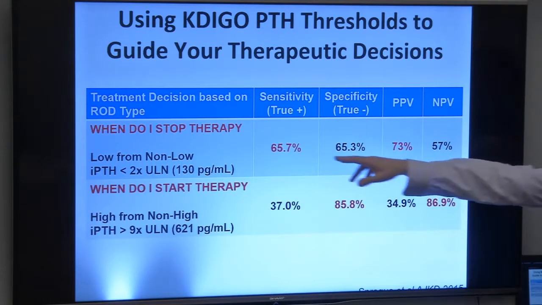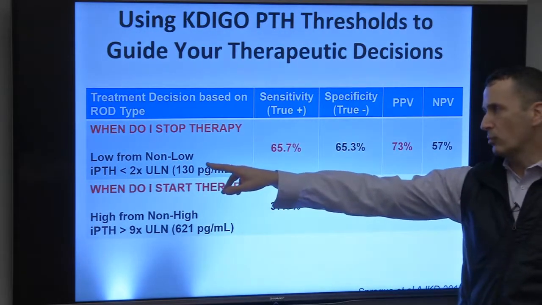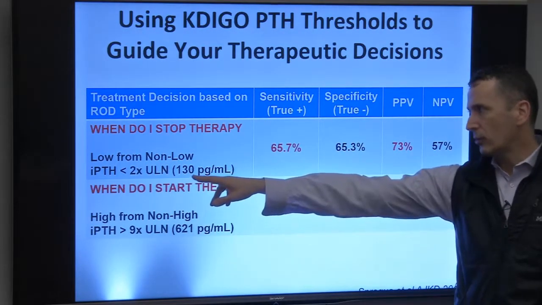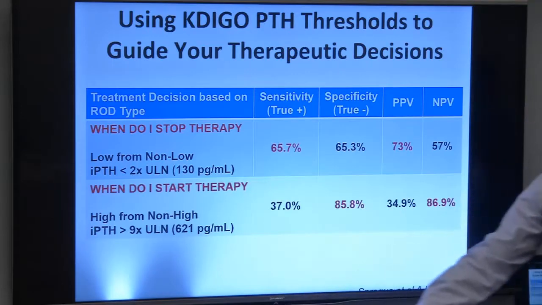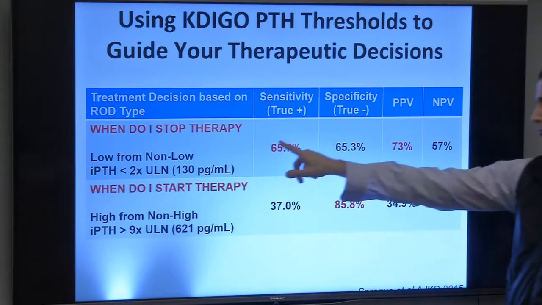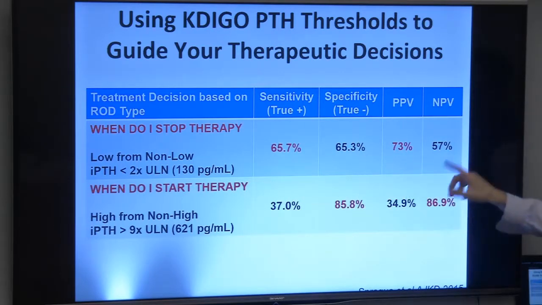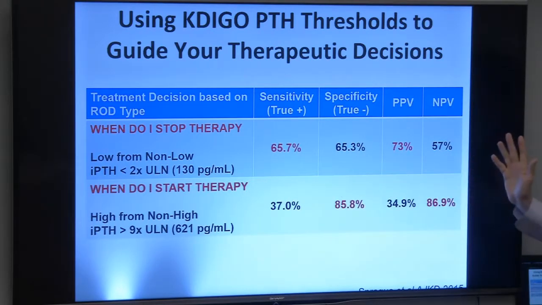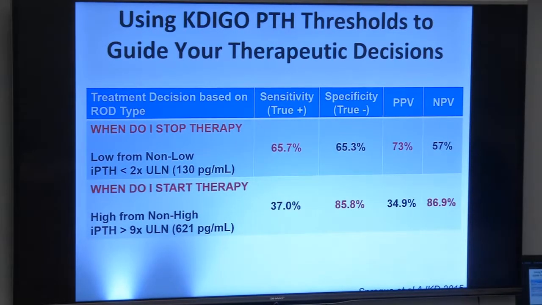And in terms of stopping therapy, PTH works a little bit better. So stopping therapy, if your PTH goes too low, you think to yourself, oh, I've suppressed bone turnover too much. I should pull back on my vitamin D or cinacalcet. The diagnostic test characteristics were a little better than for down here. However, not fantastic. I'm sorry, so you're saying you only start therapy when PTH is above 600?